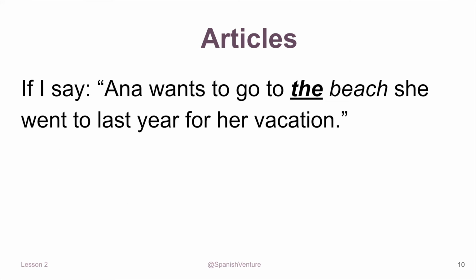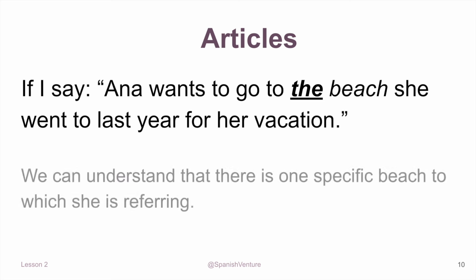If I say, though, Anna wants to go to the beach she went to last year for her vacation, we can understand that there's one specific beach to which she is referring. We don't know the name of it, but the context surrounding the sentence is probably going to tell you something, like, you had a conversation with her 3 days ago about it, and she mentioned that one beach that she went to last year, right? So there's an element of more specific, definite article is used.